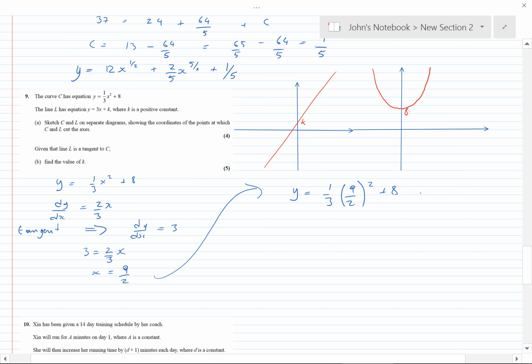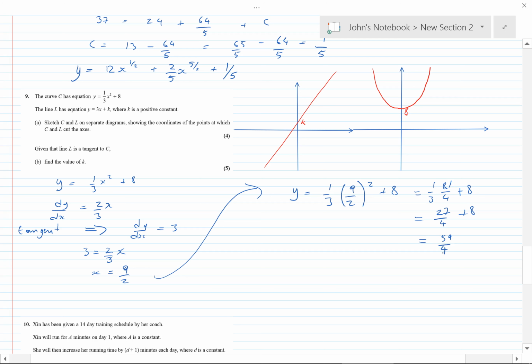So that equals a third times 81/4 plus 8. So that's 9/4 plus 8. So that's 32 plus 4, that's 41/4. Just spotted a mistake there, of course. 81 divided by 4 is, of course, not 9. So let's do that again. 27/4 plus 8. That's 32, that's 59/4.